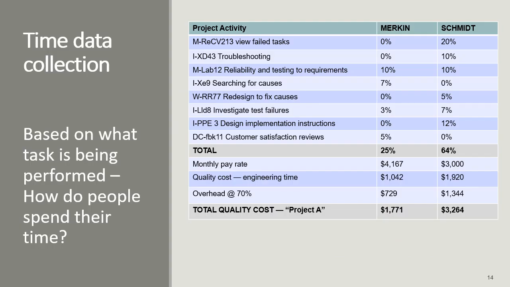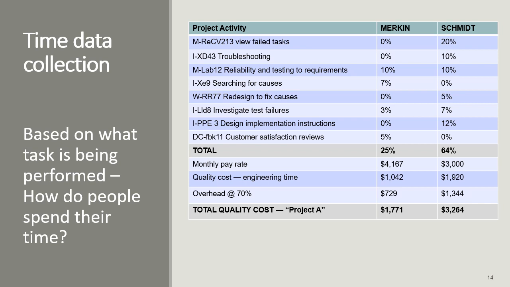Here we have 2 different engineers, and they've been working on different projects and different stages in those projects. Based on what task they're doing, how they're spending their time, you can develop a report like this. Now notice the project activities are coded in some fashion. And here we're only looking at the project activities that have to do with prevention, appraisal, waste, and downstream consequences.